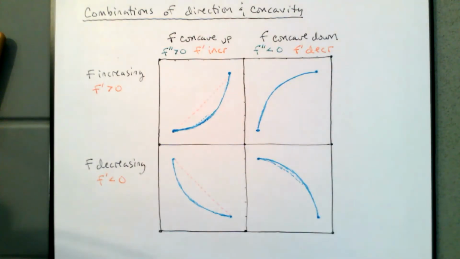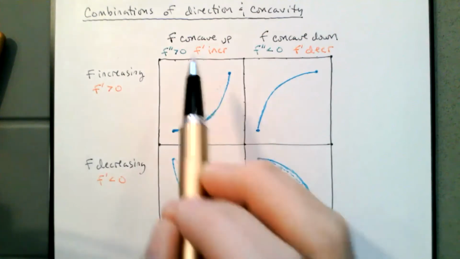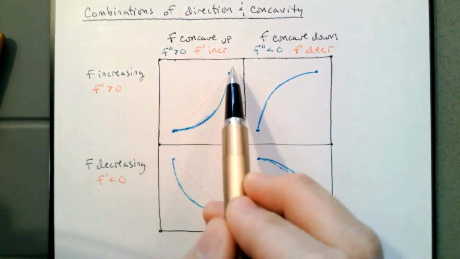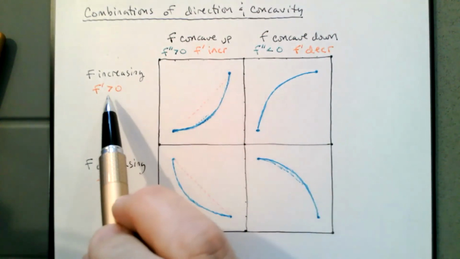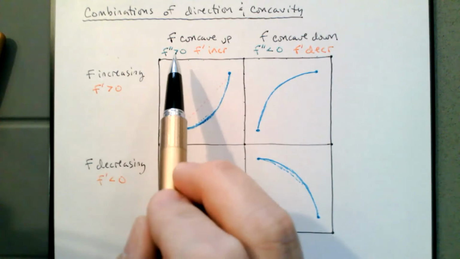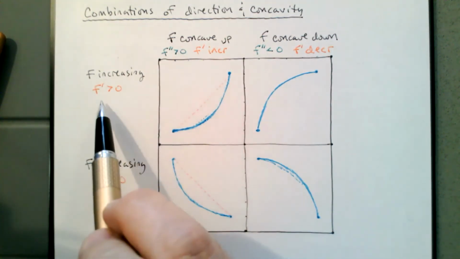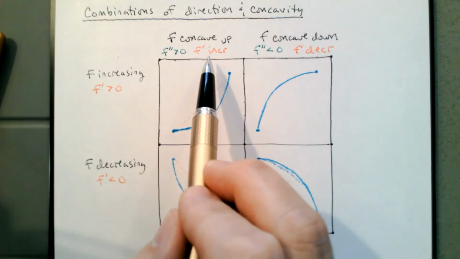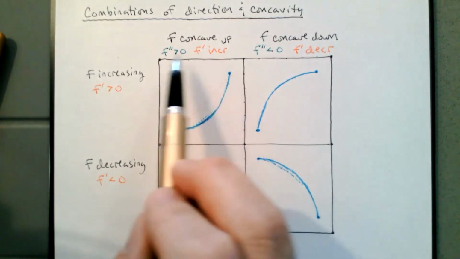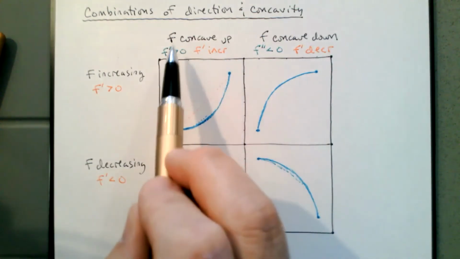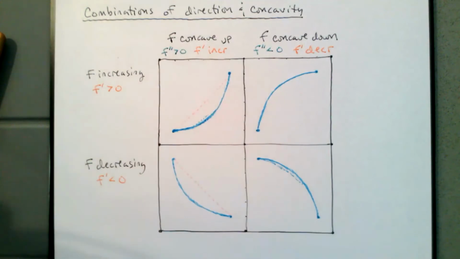One more thing, how can I tell it's increasing and concave down? It's when F prime is decreasing. So you can tell if you're looking at increasing and concave up, that means the first derivative is positive and the second derivative is positive. Or you can see that the first derivative is positive and the first derivative is increasing. So there's two ways to determine concavity. These three things are connected.